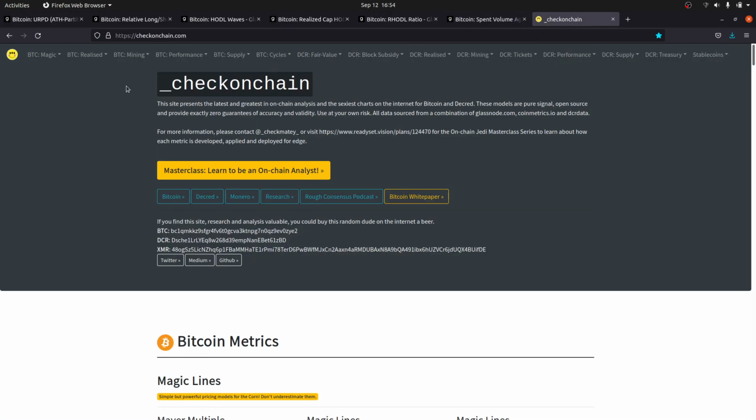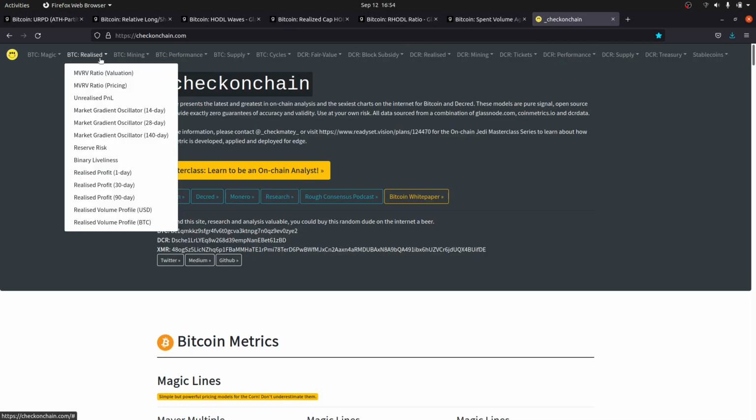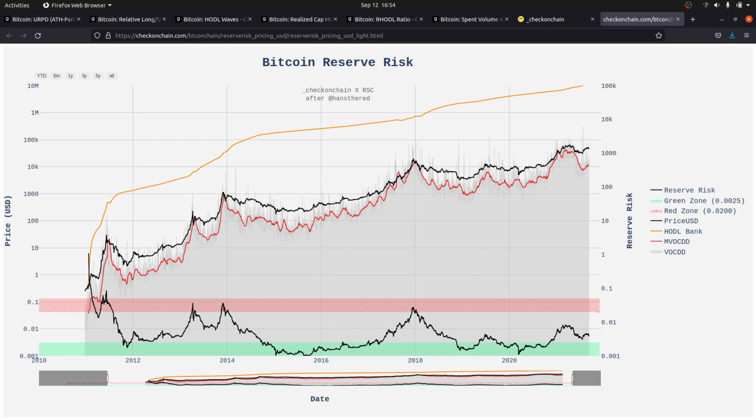So lastly, what I want to touch on, in Check on Chain under BTC Realized, we have our reserve risk metric, which is a really interesting one that Hans HODLer put together, who works for Ikigai Fund. You'll find him on Twitter as Hans the Red. You can see his tags up here.